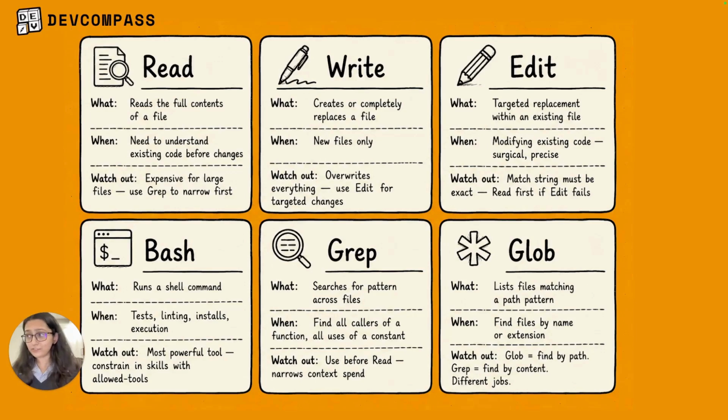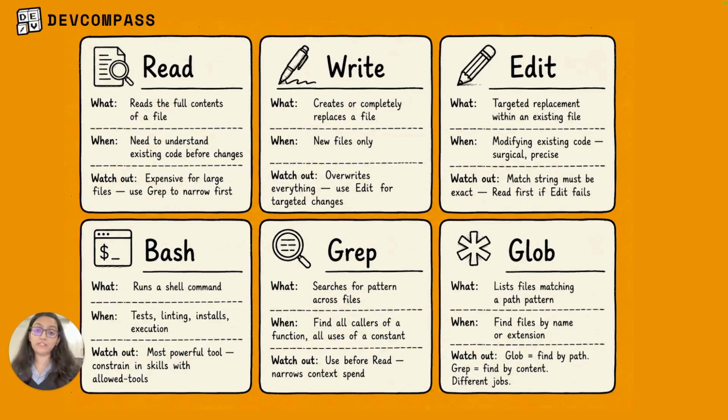And the sixth and final tool card is Glob. It lists files matching a path pattern. So use it when you need to find files by name or extension, all test files or TypeScript files in a directory, or maybe all config files at the root. What you need to watch out on this card is the most important for the exam point of view, that Glob finds files by path pattern. Grep finds files by content. These are two different jobs. So Glob first when you're looking for what files to work with, then grep or read to work with their contents.